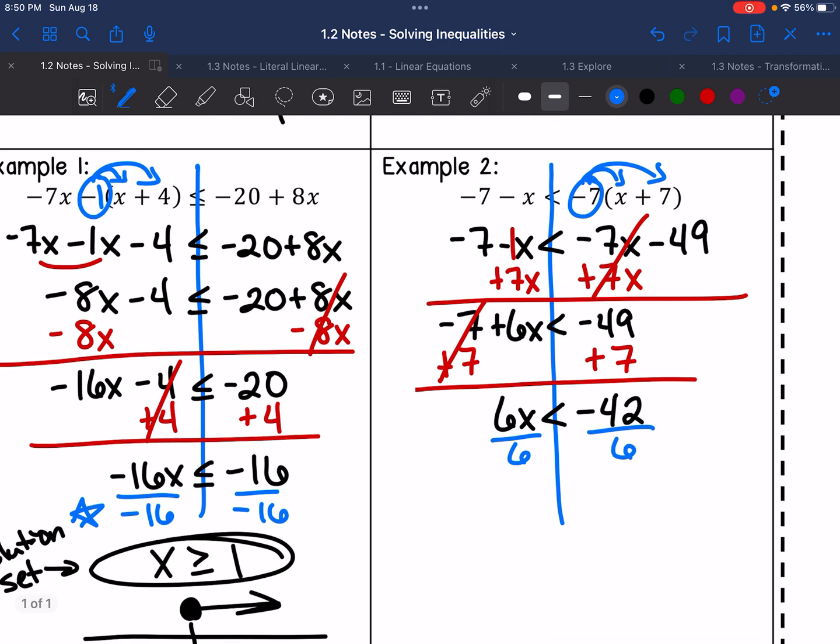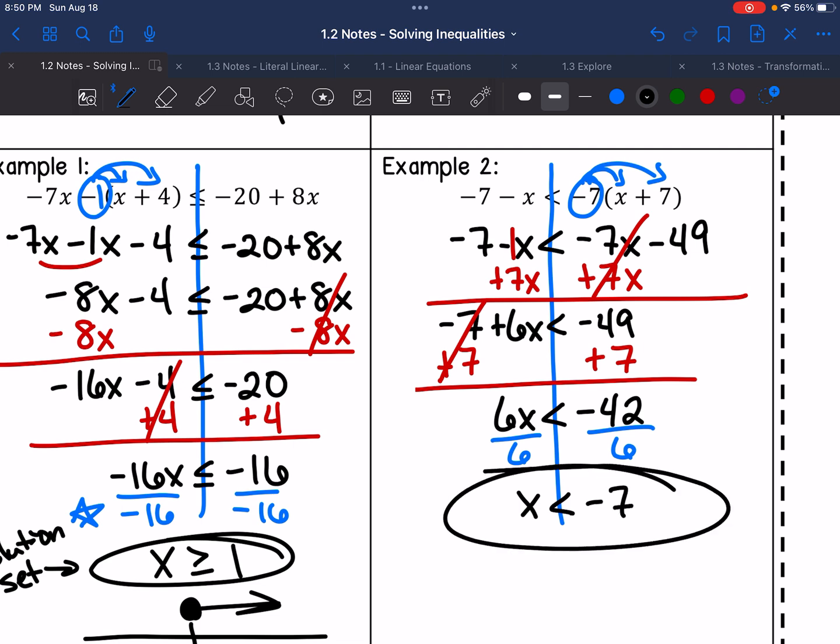Now my x was not a negative, so I am not going to flip. So x is less than negative 7. It doesn't matter that I was less than a negative number. That's not what causes the flip. The flip is when your x was negative and then you had to divide, okay?